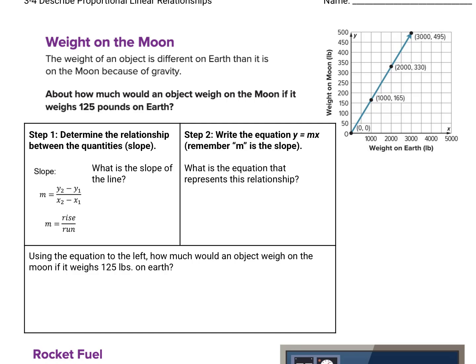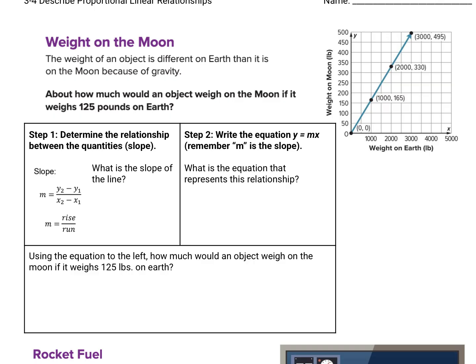All right, folks, today we are going to talk about something called proportional linear relationships. So let's jump right in here with our first example today. We're looking at the weight on the moon. The weight of an object is different on Earth than it is on the moon because of gravity. So the big question we want to answer today is about how much would an object weigh on the moon if it weighs 125 pounds on Earth.